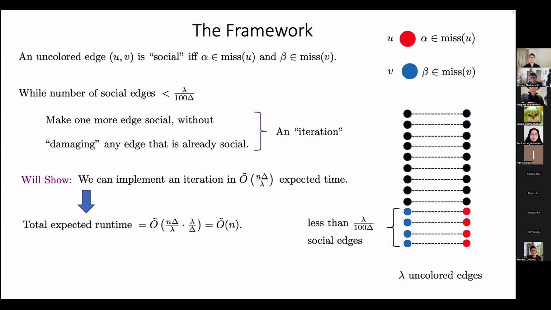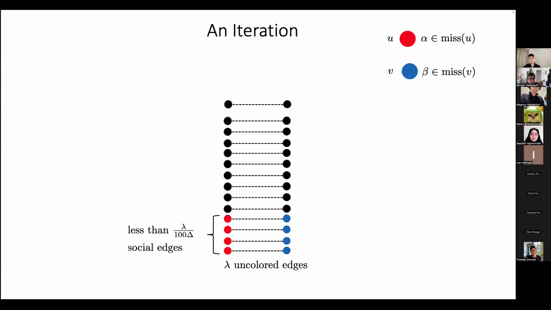And then because every single iteration will take n delta by lambda time, and we just want to repeat this until lambda by delta of these edges have become social, the total time we will spend performing all of these iterations will be big O of n, which is exactly what we wanted in order to get these components to have the desired running time. Okay. So I'll now explain how we can implement a single iteration of socializing one more of these uncolored edges in n delta over lambda time.